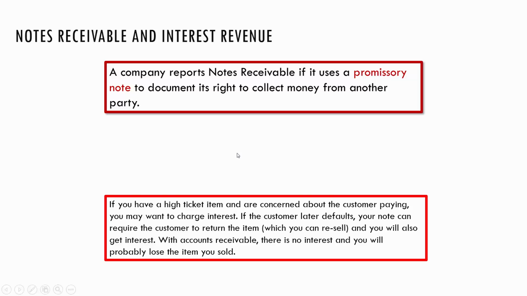So, notes receivable. A note receivable is a legal document. It's often called a promissory note. It's a legal document that is a right to collect money from another party. And a note receivable will typically show either interest and the date in which it's due, or an interest rate and a time period, and so one can determine the amount of interest associated with it.